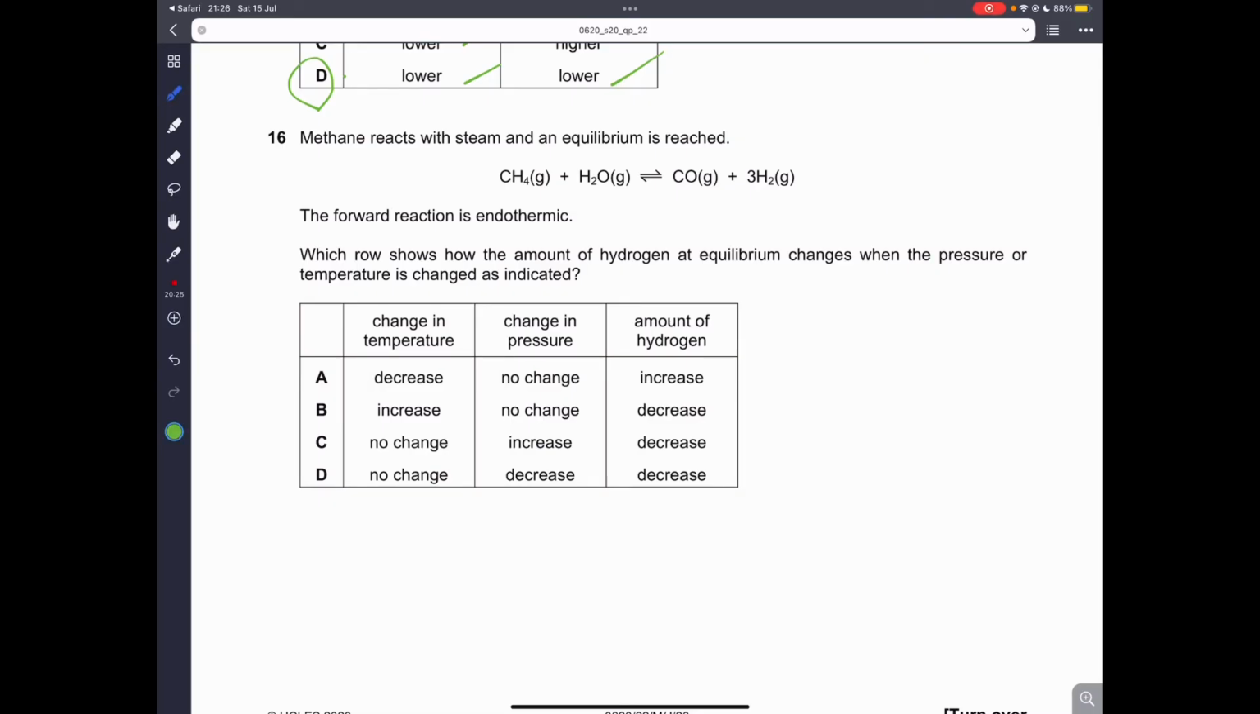16. Methane reacts with steam and an equilibrium is reached. The forward reaction is endothermic, so the backward reaction is going to be exothermic. Which row shows the amount of hydrogen at equilibrium changes when the pressure or temperature is changed as indicated. Okay, so let's look at option A. If the temperature is decreased, it favors the backward reaction.